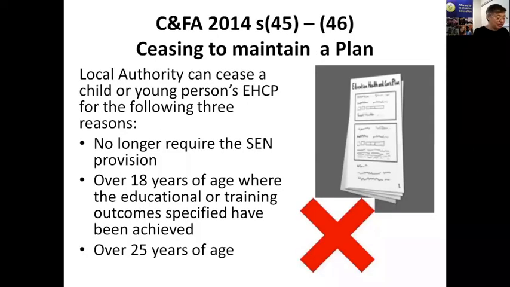Children and Families Act 2014, Sections 45 to 46, ceasing to maintain a plan. Local authorities can cease a child or young person's education healthcare plan for the following 3 reasons: they no longer require the SEN provision, they are over 18 years of age where the educational or training outcomes specified have been achieved, or they are over 25 years of age.